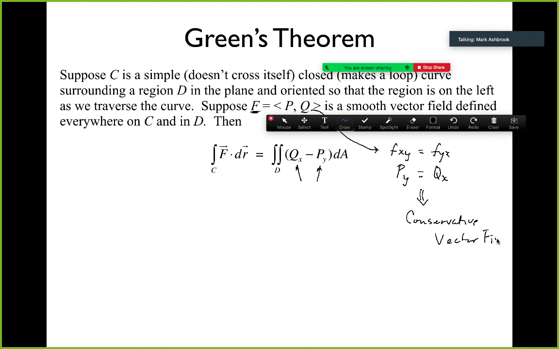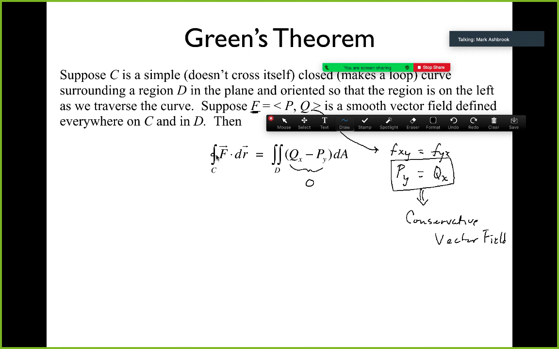And that was one of all the equivalent statements we talked about for a conservative vector field. The py equals qx. So if py does equal qx, what do you see here? What happens? The integrand is 0. Yeah, you get 0.